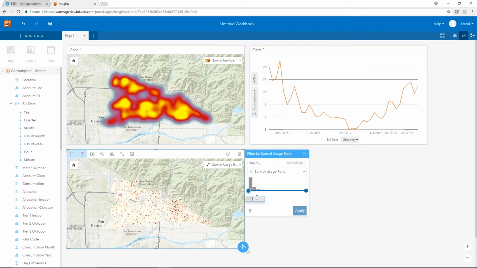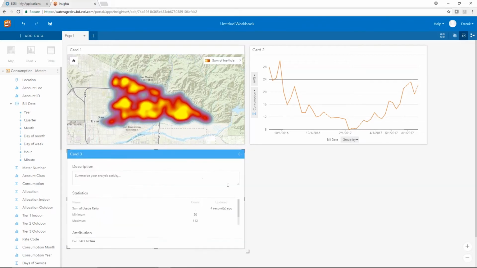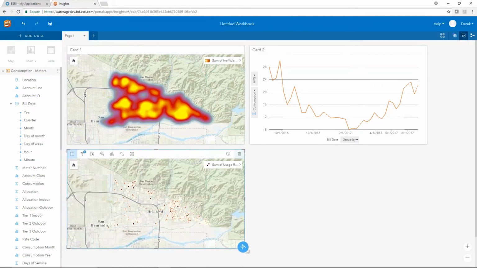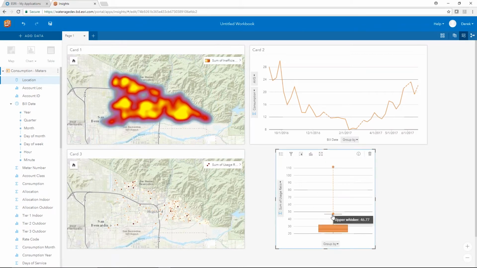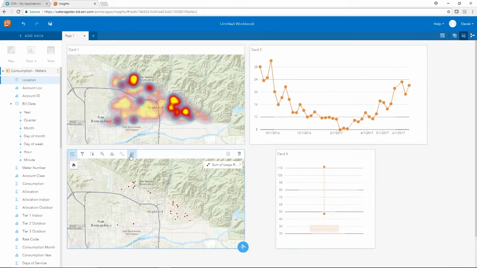So in this instance, we're going to look at customers who are using at least 20 times more water outside than they are inside. By applying that filter, we effectively take these 20,000 records and whittle them down to the 442 customers who are being the most inefficient with their outdoor water use. We can also look at this data in things like a box plot, and what we can immediately pull out is that there's a subset of 30 customers who are using between 50 and 110 times more water outside than they are inside.